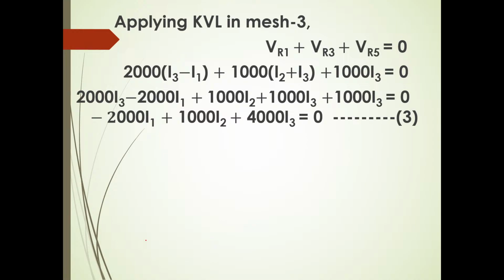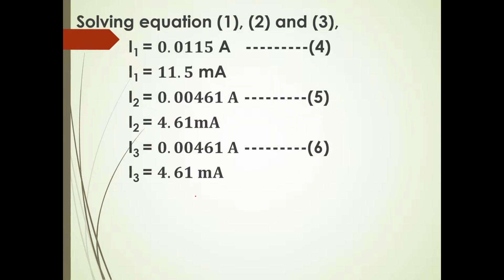Now we have three equations. You can use a scientific calculator. You can substitute these three equations in that scientific calculator, and if you solve equations 1, 2 and 3, you will get I1 equal to 0.0115 amperes. You just convert that into milli, you will get 11.5 milliamperes.